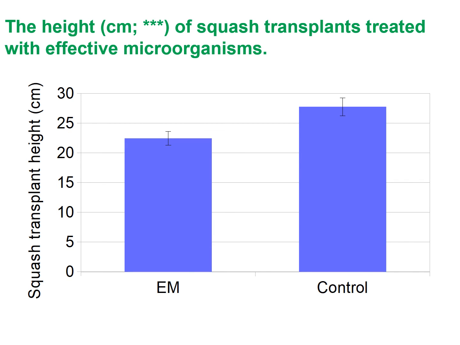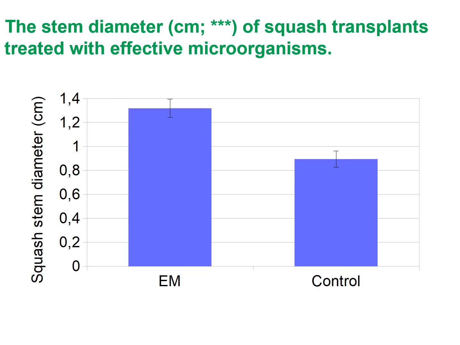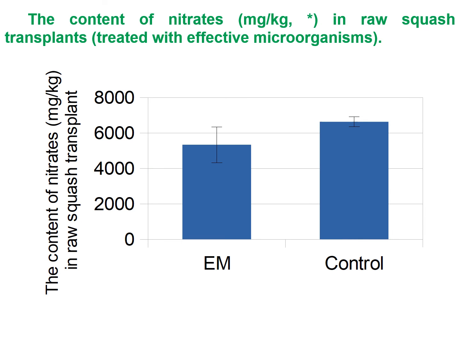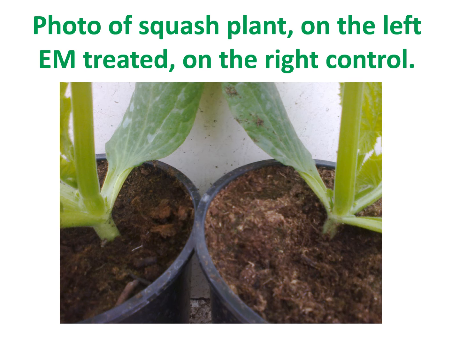The height of squash transplants treated with effective microorganisms was lower in EM treatment compared to control treatment. The stem diameter of squash transplants treated with effective microorganisms was increased in EM treatment compared to control treatment. The content of nitrates in raw squash transplants: EM treatment had lower content of nitrates in squash than in control treatment.